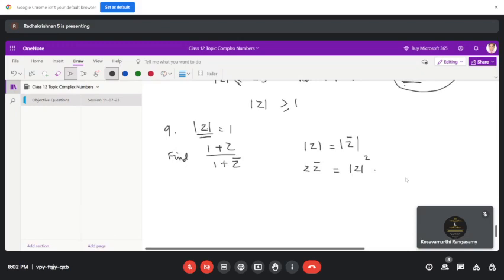Sir, z into z conjugate is mod z square. So then you apply that. In this z conjugate, you can put mod z square divided by z. Right? So in this place, you can substitute that. So then it will simplify.